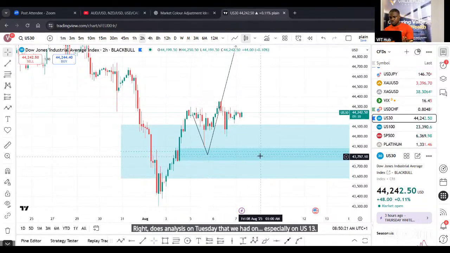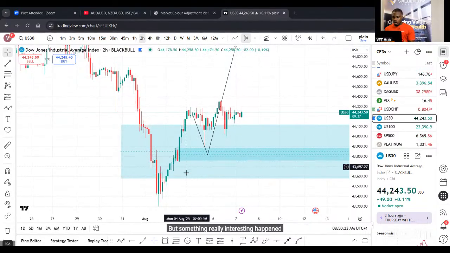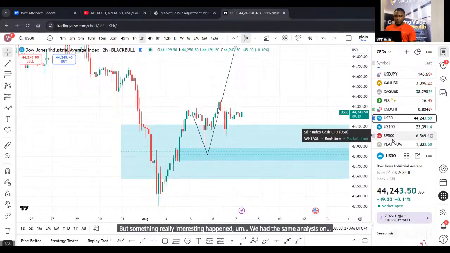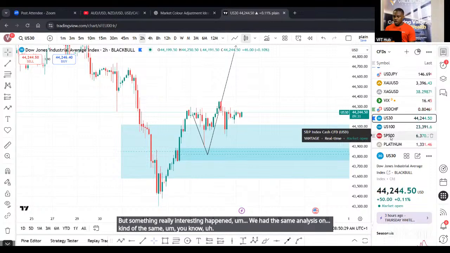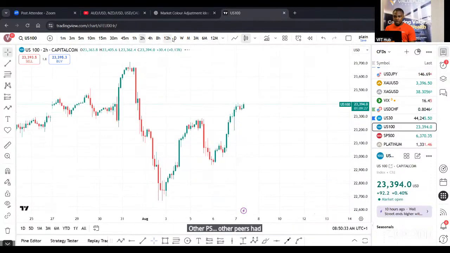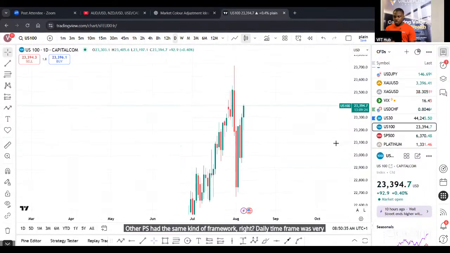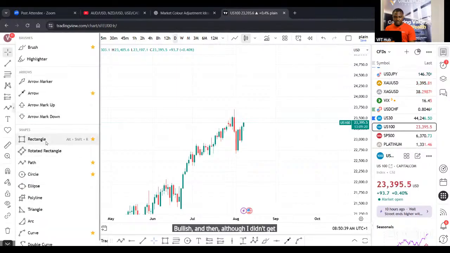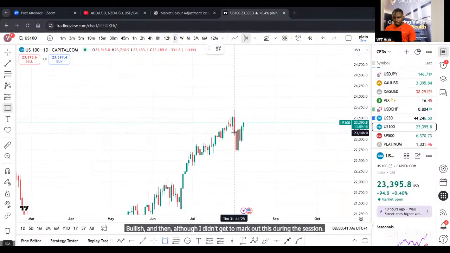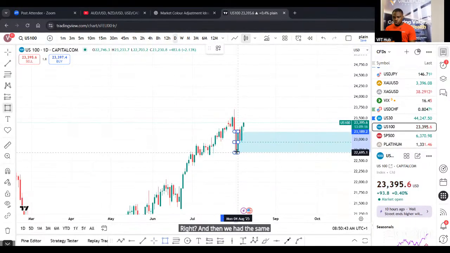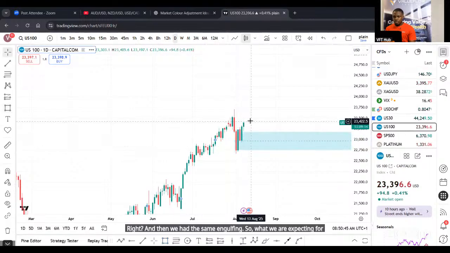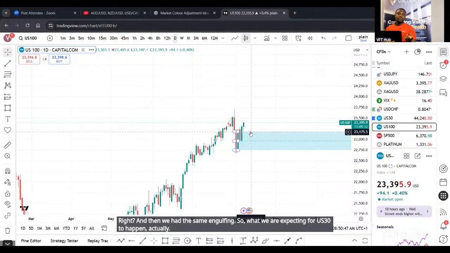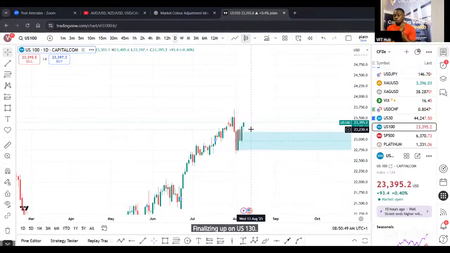But something really interesting happened. We had the same framework around other peers. The daily time frame was very much bullish, and although I didn't get to mark this out during the session, we had the same engulfing. So what we were expecting for US 30 to happen actually didn't happen on US 30. Instead, it happened on US 100.